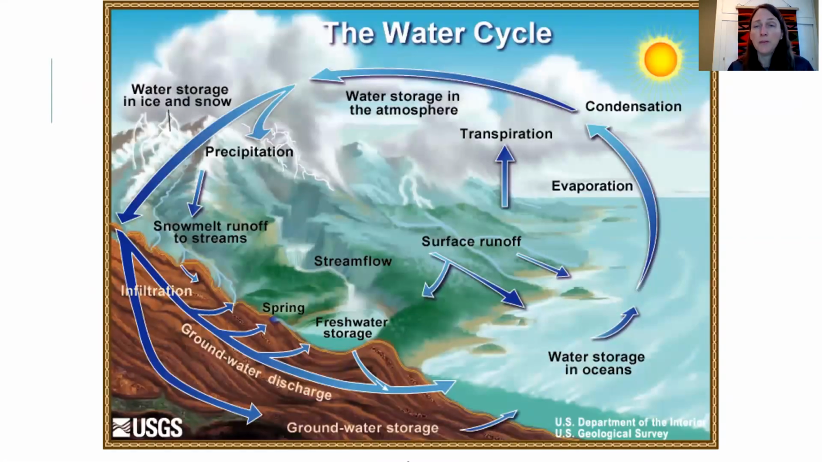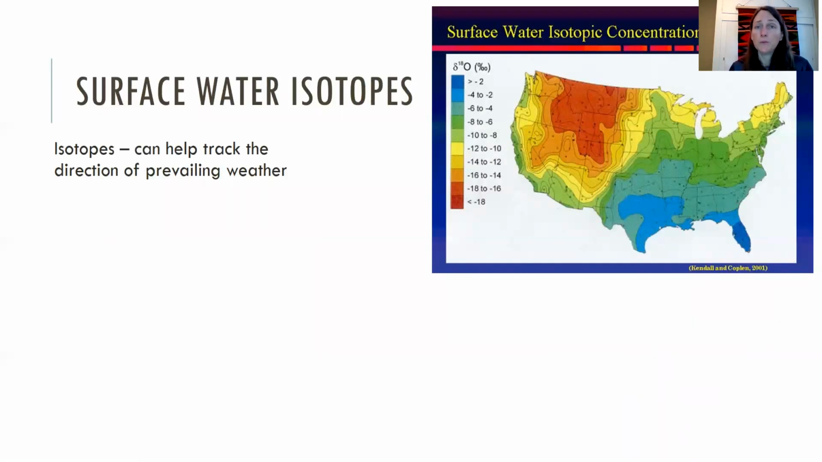So first of all, we'll talk about the water cycle, because there are both hydrogens and oxygens in water. And there are different fractionations happening at all of these different steps of the water cycle. And we can use water isotopes to help track things like the direction of the prevailing weather. This map shows you the oxygen 18 isotope concentration in a delta O18 per mil value, ranging from greater than 2 all the way down to -18. So there's a lot of negative numbers when we're talking about isotopes.